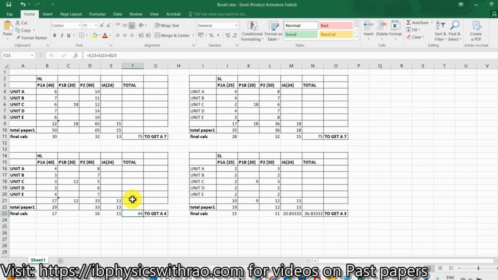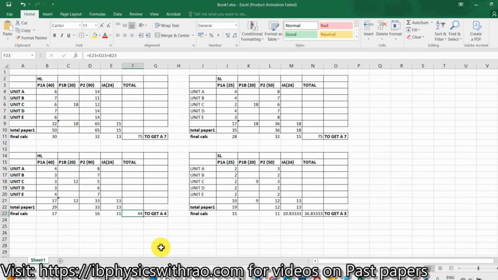Oh, sorry, it's HL. So if, let me say, you have got only 13, and summing up all this, you get a 44. Now 44 or 45 will definitely be a 4. So getting a 4 or 5 in the current curriculum is not at all difficult.